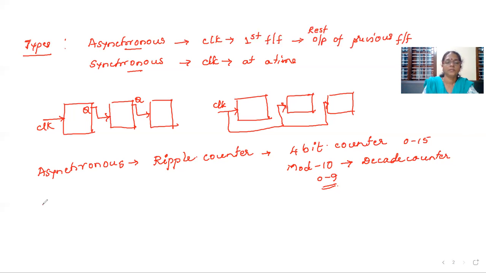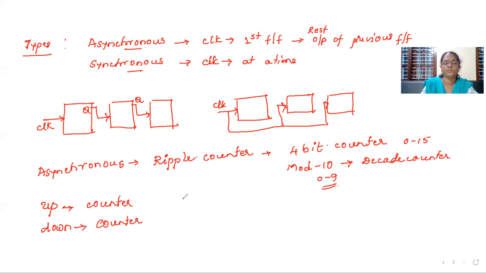There are other types, like the direction in which we need the counting, whether it is in the ascending order or in the descending order. We have two more types, the up counter and the down counter. The counter may count in the ascending order, then it is called an up counter. If it counts in the descending order, then it is called a down counter.